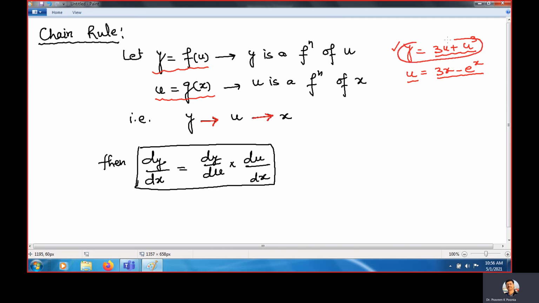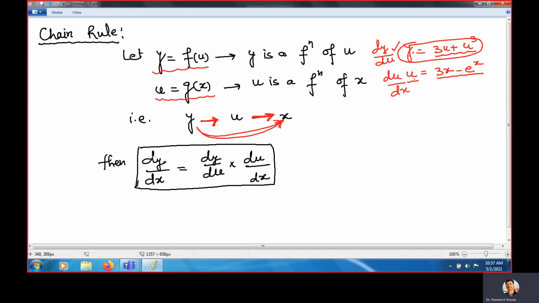If y is a function of u, we can easily find dy upon du, because y is the dependent variable and u is the independent one. So y with respect to u. And u is a function of x, so we can find du upon dx. So how can you find the derivative of y with respect to x?